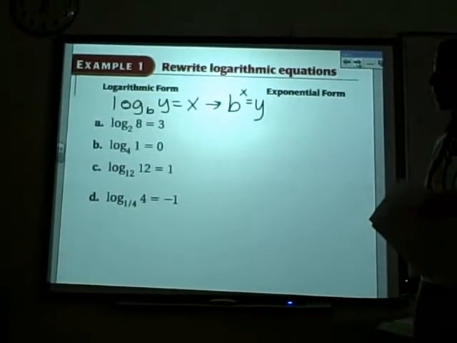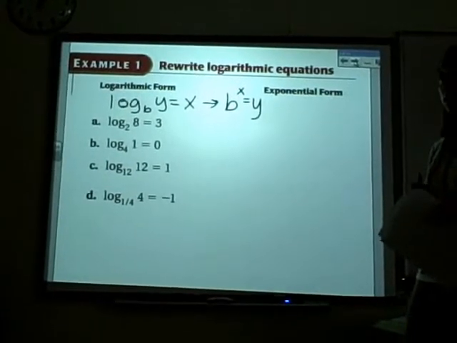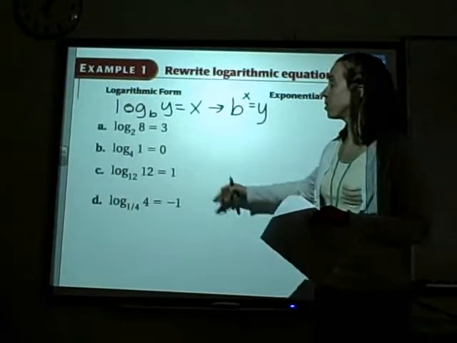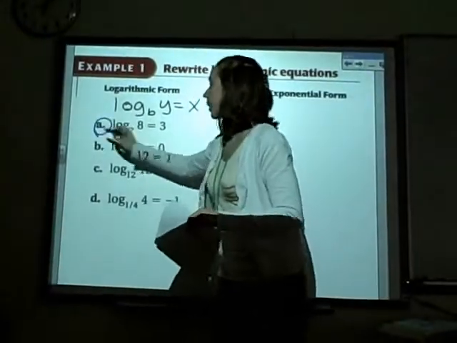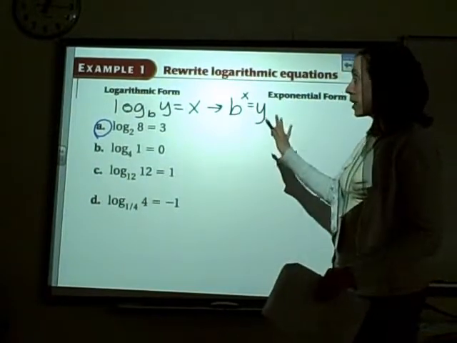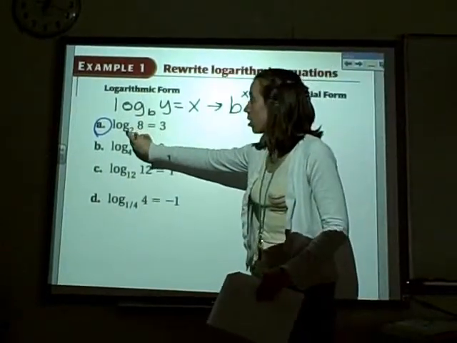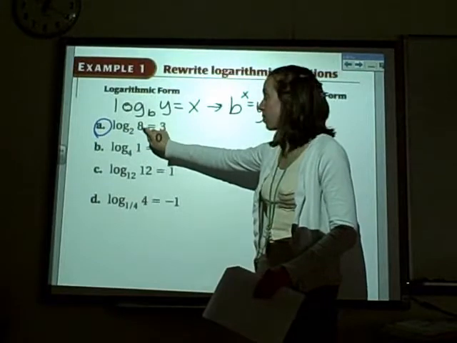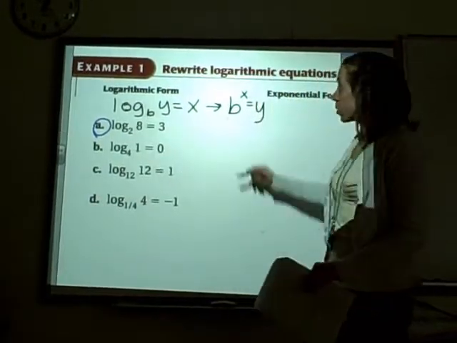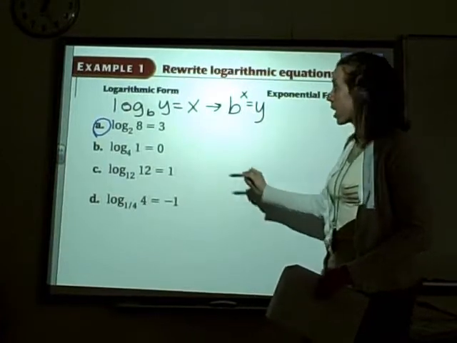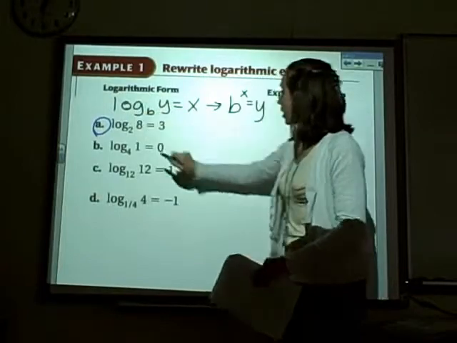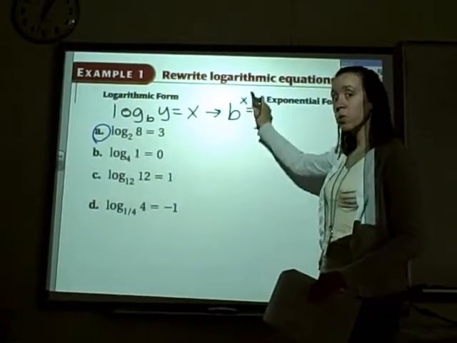Okay, now as we said, evaluating a logarithm is a matter of rewriting it. So here we're given a whole bunch of logarithms. We're going to try A together. We want to rewrite log base 2 of 8 equals 3 as an exponent. And we're going to use our rule here. Our rule says that whatever our base is of our log becomes the base with the exponent.